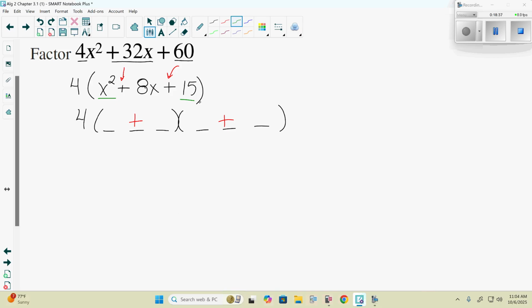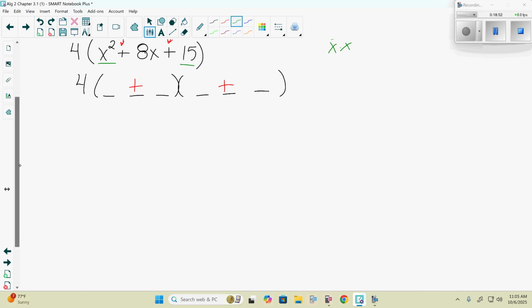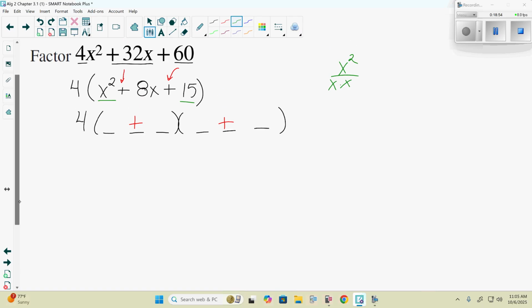Step number 4 is to find the factors of the first and third term. Well, our first term is x squared. And its factors are x and x. Our third term is 15. We're not looking back at 60 because we're trying to factor the x squared plus 8x plus 15. Because we factored that 4 out, so we've reduced it. We're looking at the new one.